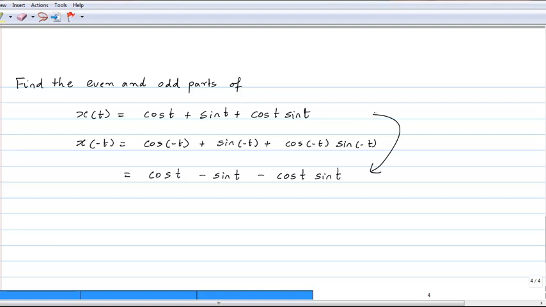And now I need to add these two signals and take half of that to get the even part. So the even part is going to be, when I add them up, 2 times cosine t, but half of that is simply going to be cosine t. And the odd part, I have to take the difference of x of t and x of negative t and then take half of that. Or you can say, well, I know that my x of t can be written as an even part and an odd part, and I already know that this is the even part, so this has to be the odd part. And in fact, that's what will happen when you subtract this expression from this expression. So the answer is, that's the odd part.